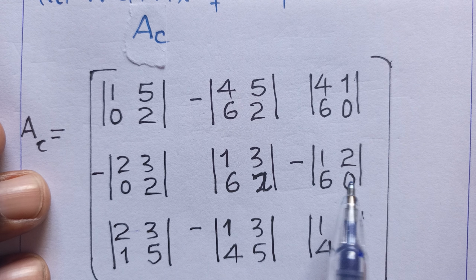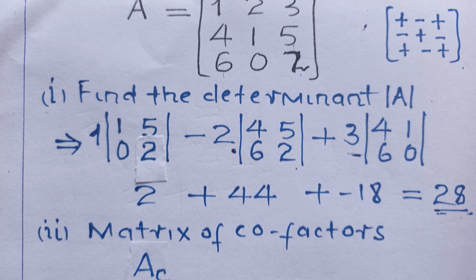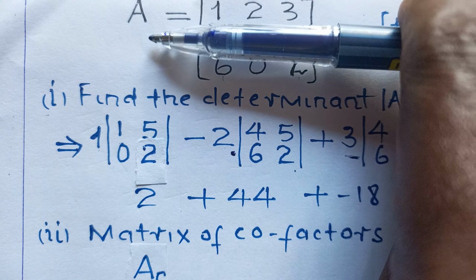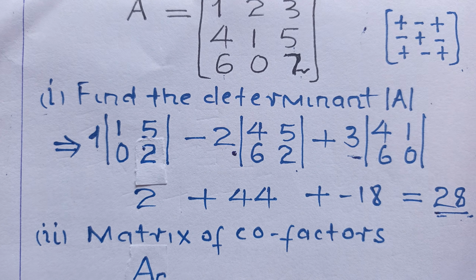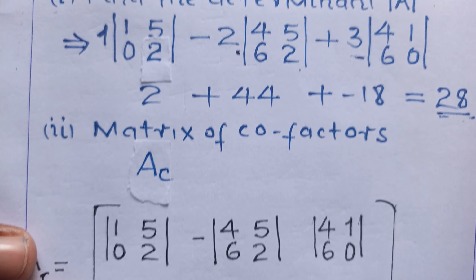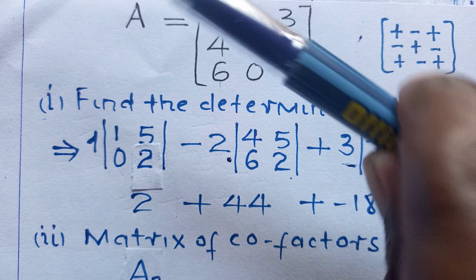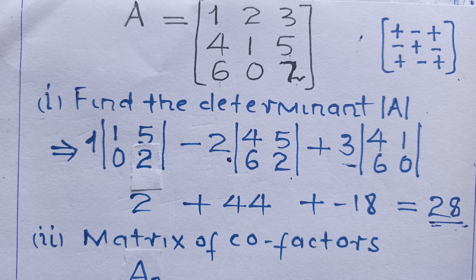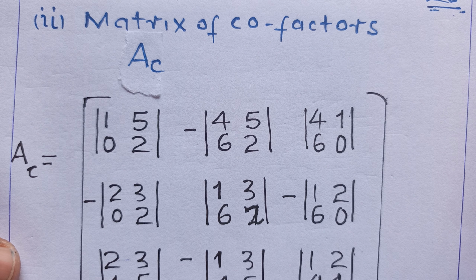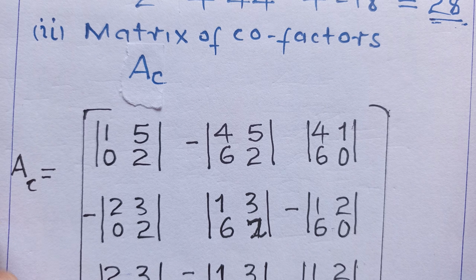Guys, we can do for this and then we continue. Coming to the second row, guys, we have a 4 here. So we hide the column of 4 and the row of 4. So we are left with 2, 3, and 0, 2. And that's what I have written here, guys. 2, 3, and 0, 2. Guys, we come to 1. For 1, we hide the column and the row of 1. So we are left with 1, 3, 6, 2. And that's what we have. So guys, we do that for every position. Guys, we call this one the matrix of cofactors.